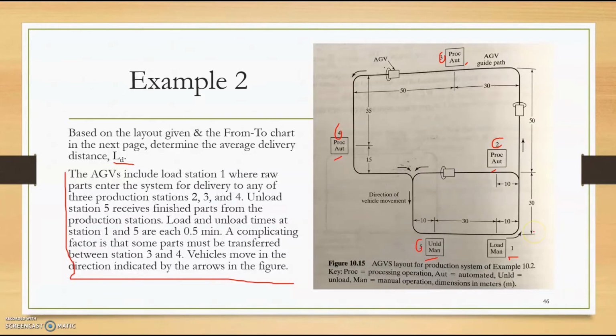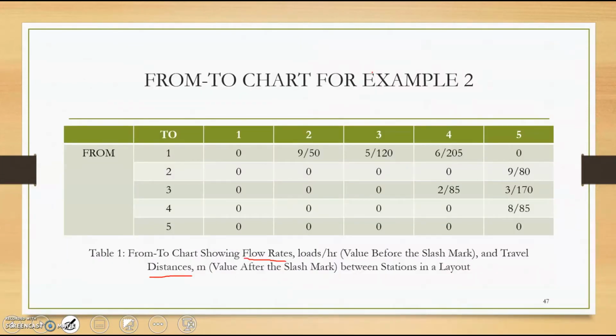A complicating factor is that some parts must be transferred between station 3 and 4. So some parts are delivered from 3 to 4. Vehicles move in the direction indicated by arrows in the figure. The arrows indicate the direction of travel of the AGV. This is a from-to chart to understand how the AGVs travel from one station to another. The first value on the left indicates the flow rate. The second value, on the right, indicates the travel distance between the stations.